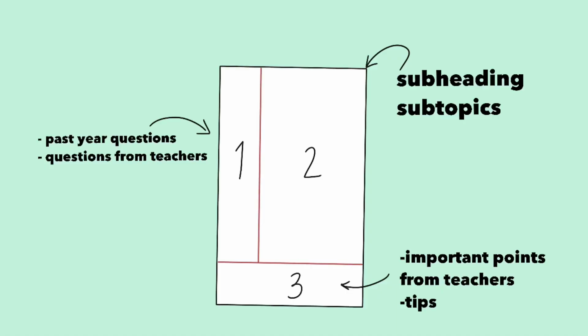Now the next step that I do is to divide my notebook or my page into 3 sections, as you can see right here on the screen. So there's one section which consists of the past year questions and the questions that your teacher will be telling you. The second part is the subheading and subtopics, which is basically the body of the notes. And the third one is the important points from teachers or any important notes that are worth noting down.